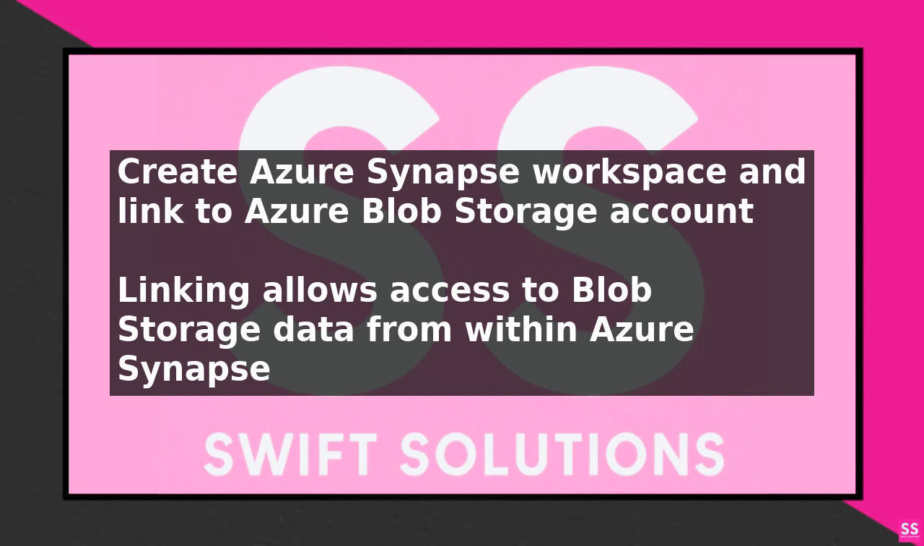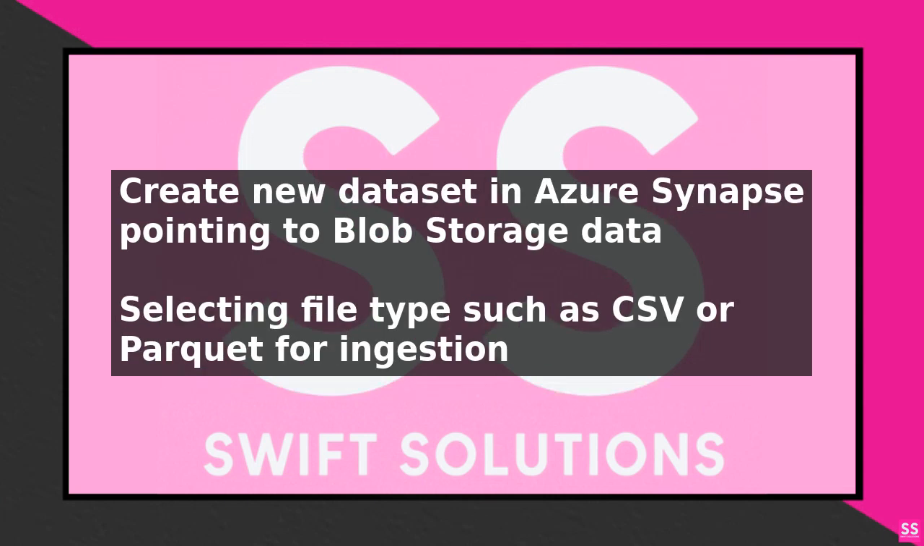First, create an Azure Synapse workspace and link it to your Azure Blob Storage account. This will allow you to access your Blob Storage data from within Azure Synapse. To do this, navigate to the Azure portal, select your Azure Synapse workspace, and click on Link Services. Then, click on New and select Azure Storage. Enter the name of your storage account and click on Authenticate.